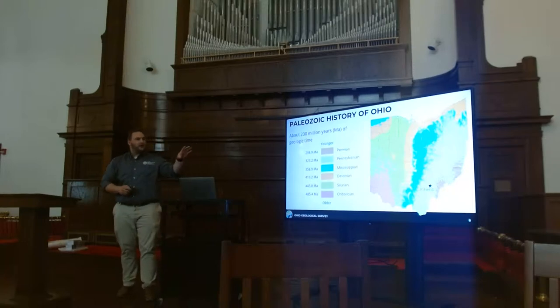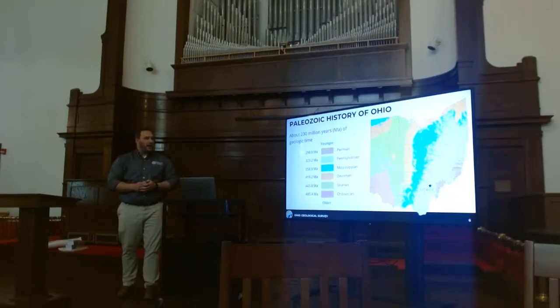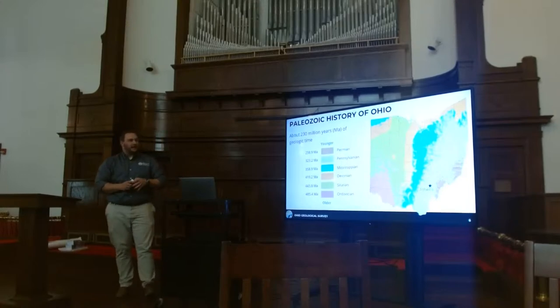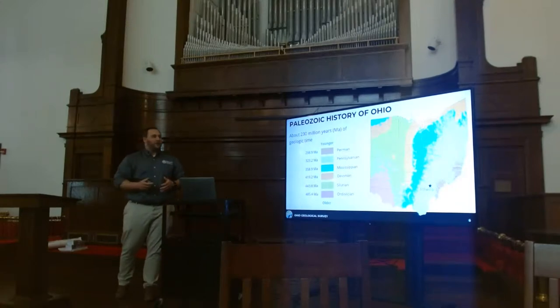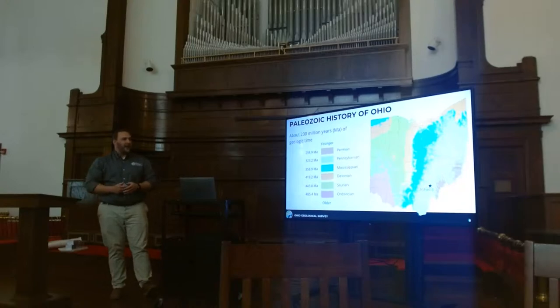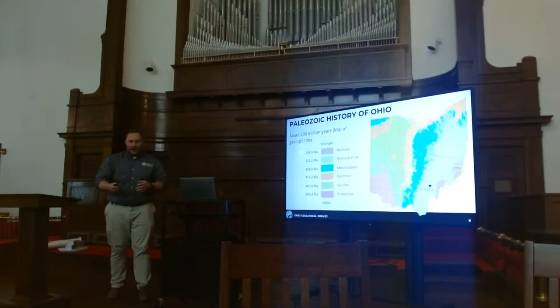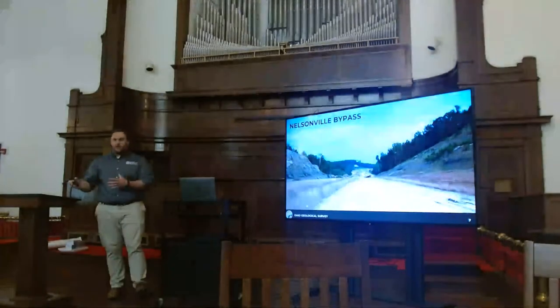So Ohio during this time would have been near the equator. Plate tectonics hadn't moved it north of the equator until you get into that Pennsylvanian time period. And even then it's just right about the equator. So we've got a really nice tropical kind of environment. It would be like Jamaica today. But at that time, you've got these giant coal swamps forming, and we see that when we look at the geology of the area.